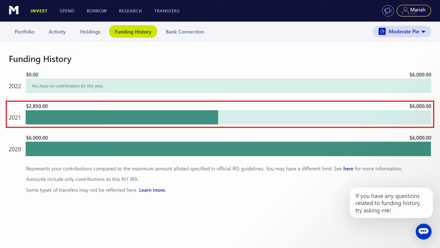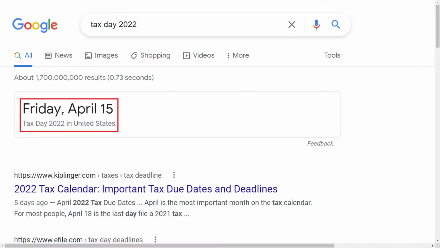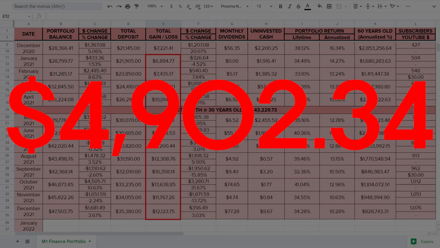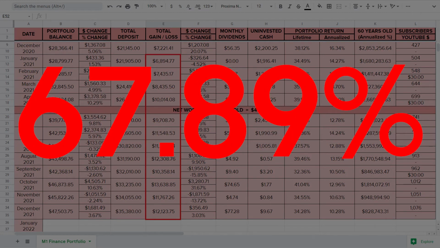And of course, my deposit for 2021 also increased massively, as I was able to put in $14,235, and I still have $3,150 left to fully max out my 2021 Roth IRA contributions, but I have until April to take care of that, so I'll focus on that first and max out my 2022 contributions. But more impressive, well, impressive to me at least, is my portfolio gain throughout 2021 that went up by $4,902.34, a percentage increase of 67.89%.